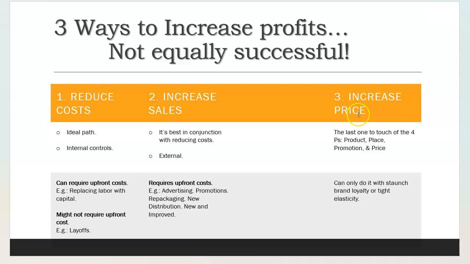So it's way over here. The one that is most effective is reducing costs. So reducing costs and increasing sales is what companies want to do. So the combination of these two is best for companies. Let's focus on reducing costs. Now, why is reducing costs the best way to increase profits, so long as your sales are also growing? It's because it's internal.